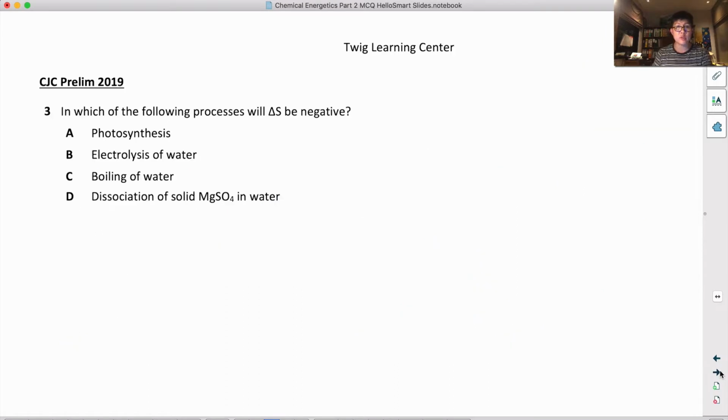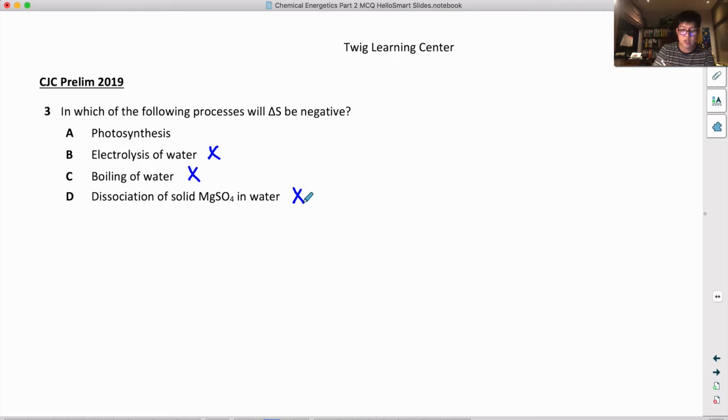Okay, let's try question 3. In which of the following processes will change in S be negative? Negative means more ordered. So electrolysis of water produces hydrogen and oxygen, which is more disordered. Boiling water to become a gas, also more disordered. When you dissolve solid magnesium sulfate in water, the ions move around, so this is also more disordered. Okay, so the answer is photosynthesis.